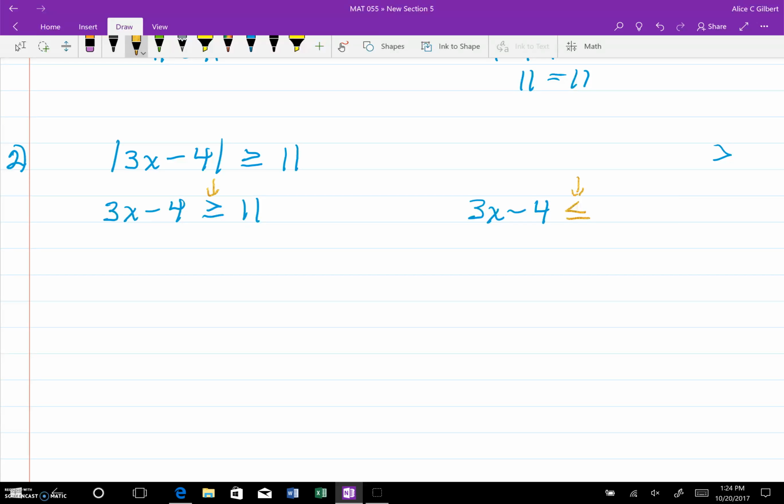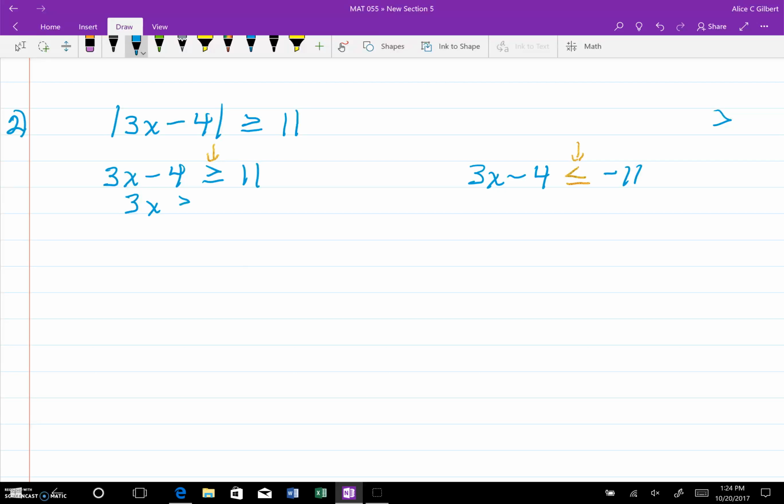So, just like I did up above, I'm going to solve these. So, 3x is greater than or equal to 15 because I added 4 to both sides. Now I divide the 3x by 3 and I get x is greater than or equal to 5. Over here I'm going to add 4, so I get 3x is less than or equal to negative 7. And then I divide both sides by 3 and I get this.